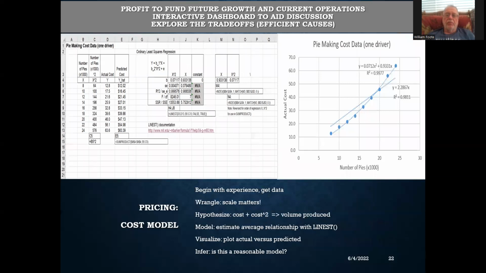So here's the cost analysis. I'm going to keep this on the top as our guiding light. Profit to fund future growth in current operations, interactive dashboard to aid discussion, make it actually consumable for the decision maker. We're always exploring the trade-offs.